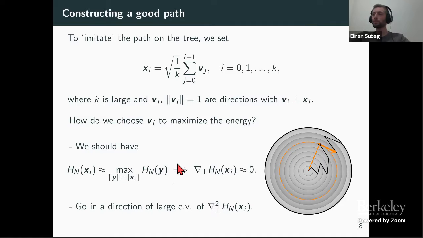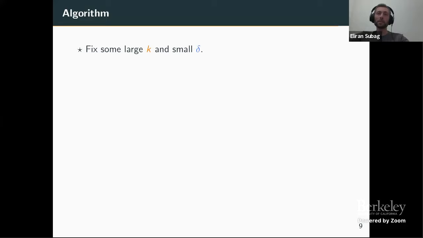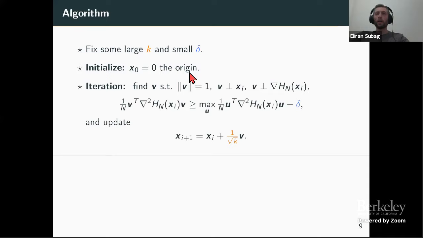So here's the algorithm explicitly. I fix some number of steps k, which is going to be large, and some small delta, which will be an error which I'll allow, which you see in a second. And as you remember, I construct the path from the origin outside, so I initialize at the origin. And at each iteration, I'm going to choose a direction, a vector of length one, which is orthogonal to my current position. For simplicity, I will also take it to be orthogonal to the gradient. We know that the gradient is supposed to be zero, so I might as well take it orthogonal.